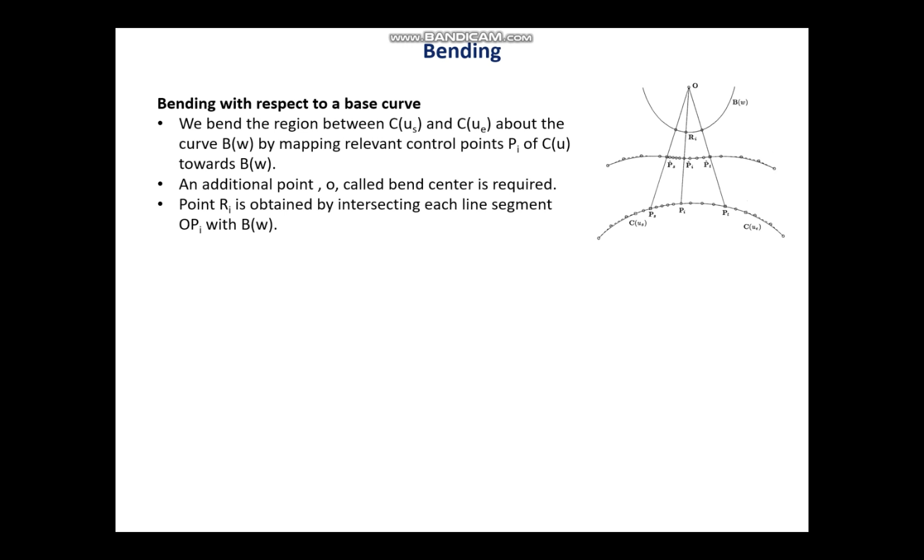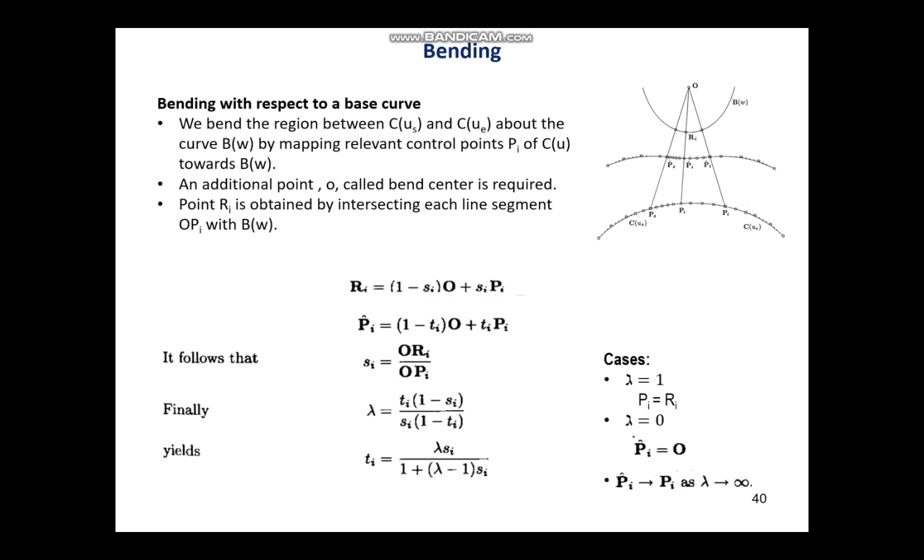An additional point O called bend center is required. Point Ri is obtained by intersecting each line segment OPi with B(w). Here are some of the equations that help us in bending. There are different cases: when lambda equals 1, P-hat i equals Ri; when lambda equals 0, P-hat i equals O; and P-hat i approaches Pi as lambda approaches infinity.